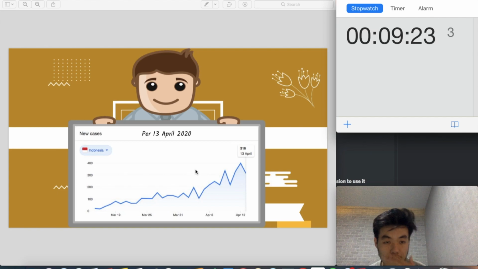The next one is the new cases in Indonesia per 13 April. Here is the graph. The graph shows it is increasing per day from March 19 to April 13.